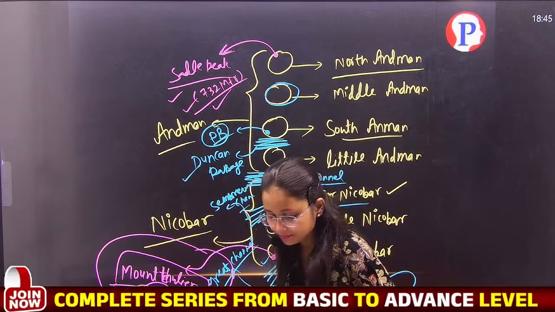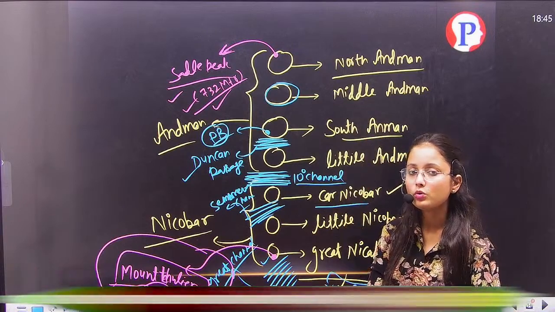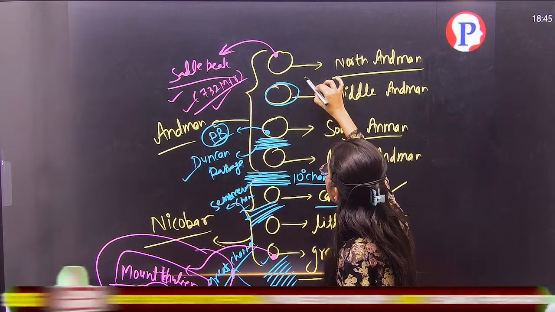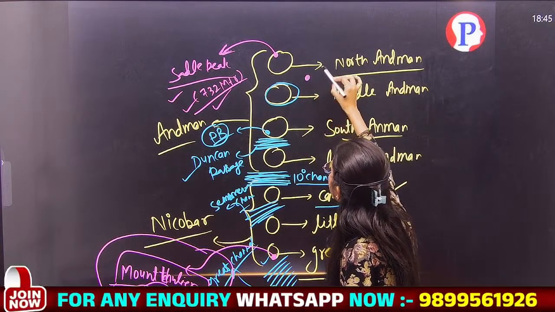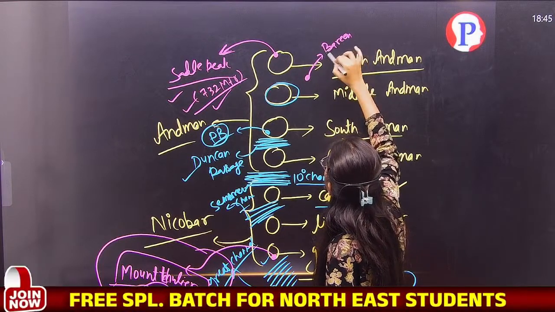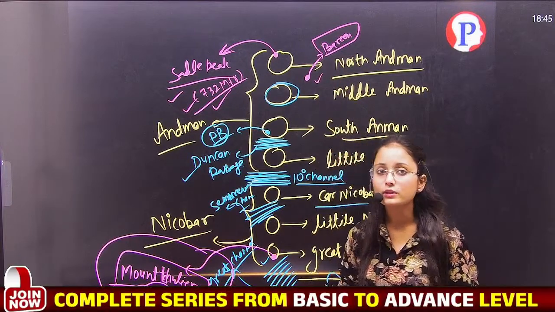Okay. Now we are going to talk about the volcanoes of India. The first volcano is located here. It is called Barren Island. It is the most active volcano of South Asia.